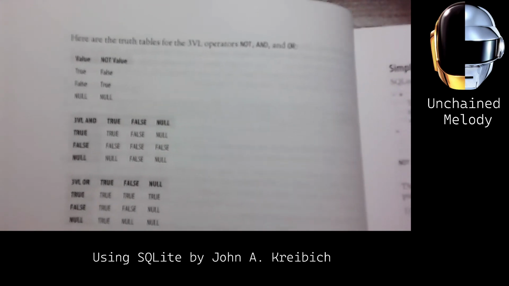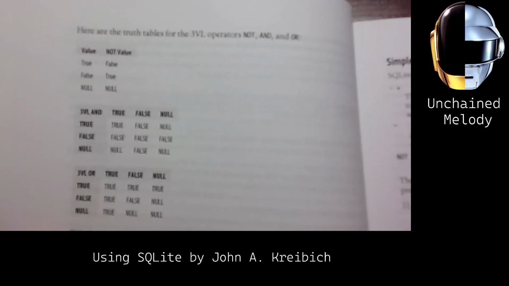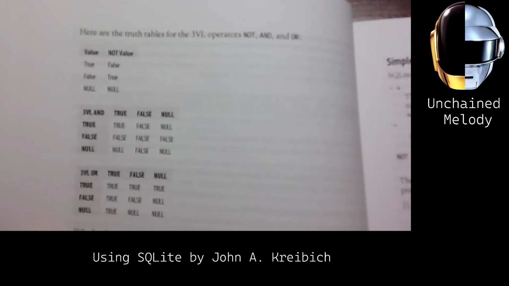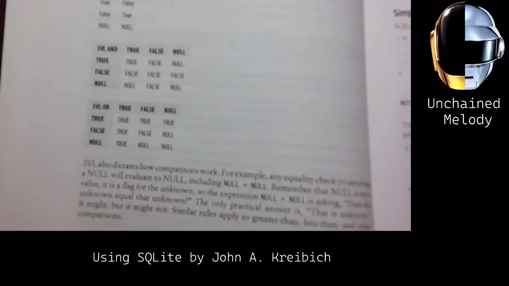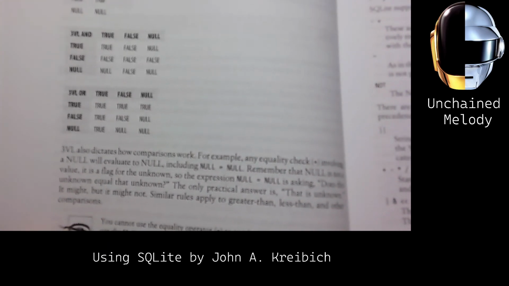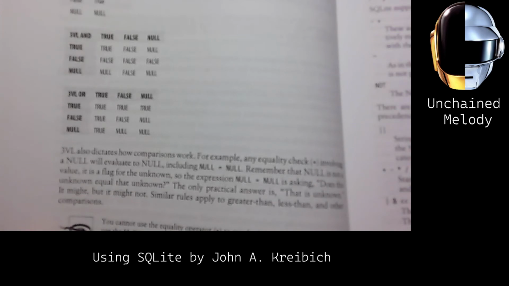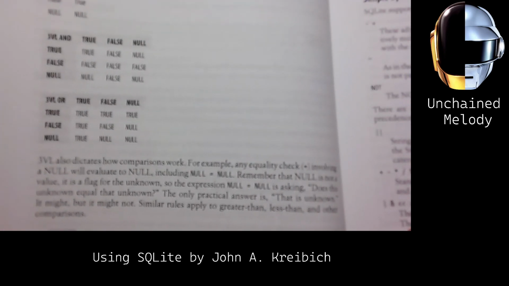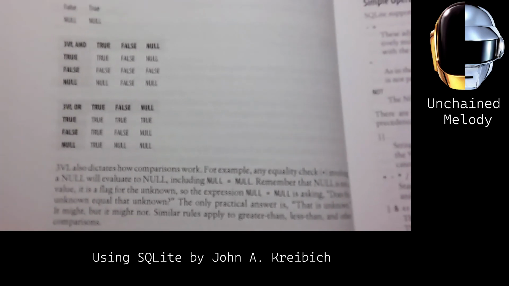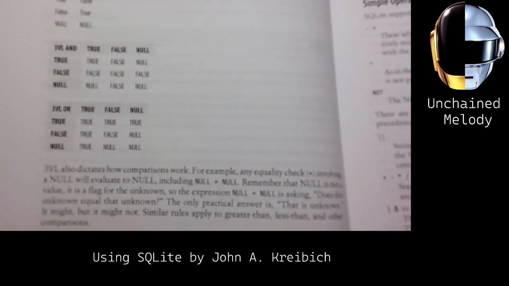So here are the truth tables for the trivial operations, not, and, and or. For NOT, the value true becomes false, false becomes true, and null becomes null. True, false, and null. Mm, I don't get how it's basically trivial also dictates how comparisons work.